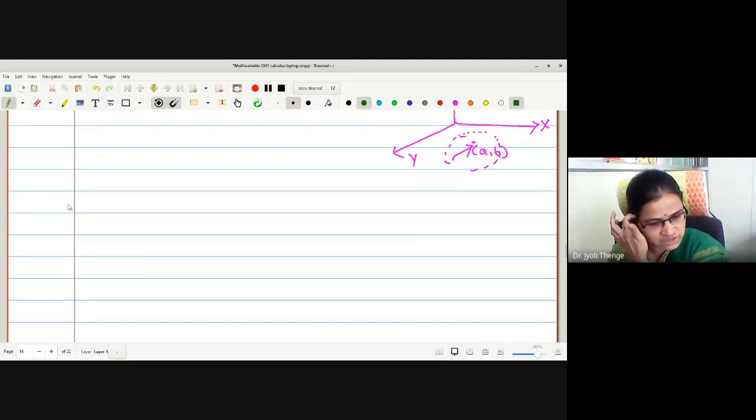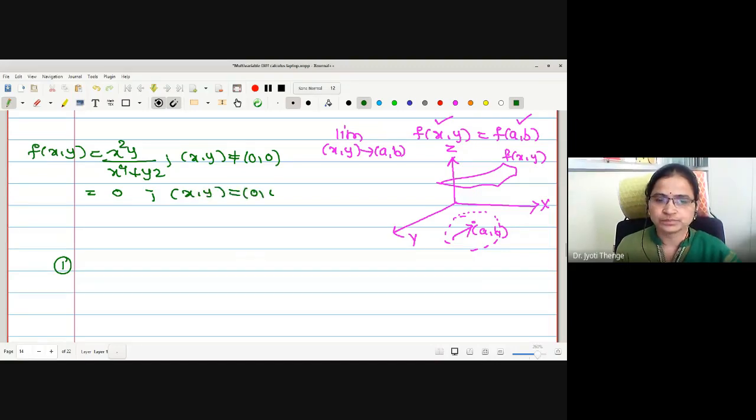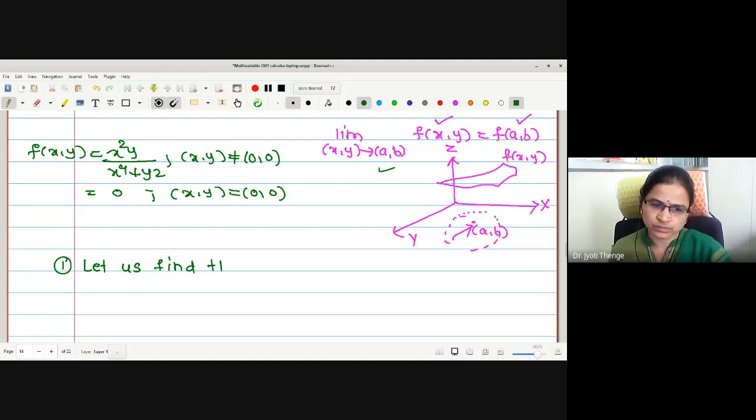Now let me select a path to reach towards the point. What is the function defined here? Let me rewrite the function: x square y upon x raised to 4 plus y square for xy not equal to 0, 0, and it is 0 for xy equal to 0, 0. Therefore, what is f of 0, 0? At point 0, 0 we were checking. What kind of limit should I find? xy tends to 0, 0. Here let us find the limiting value.